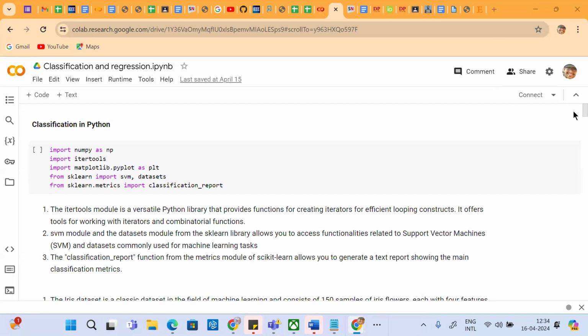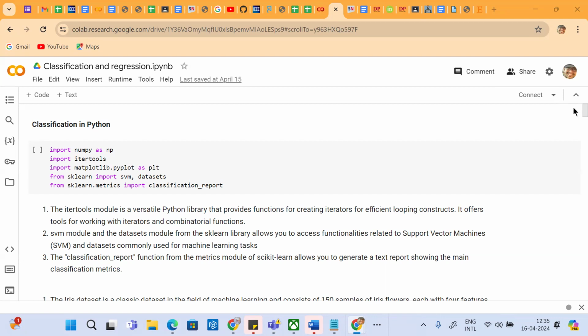Okay. Classification in Python. As you can see, we will import NumPy as always. Import itertools. What is itertools? We'll see. Import Matplotlib, fine. From sklearn, import SVM and datasets. So sklearn, yeah, I have written it here.